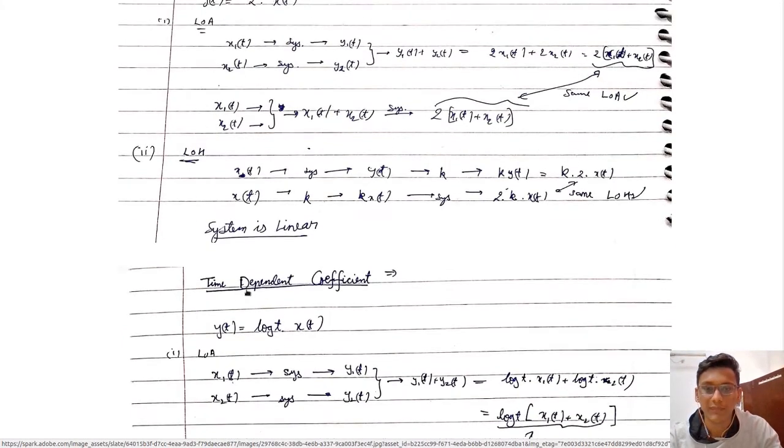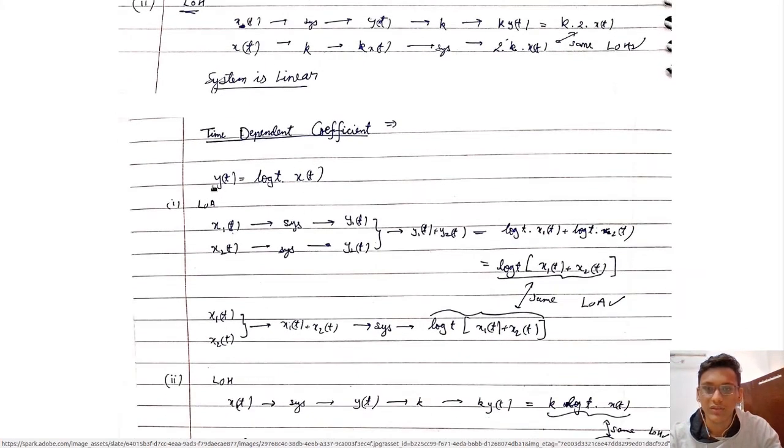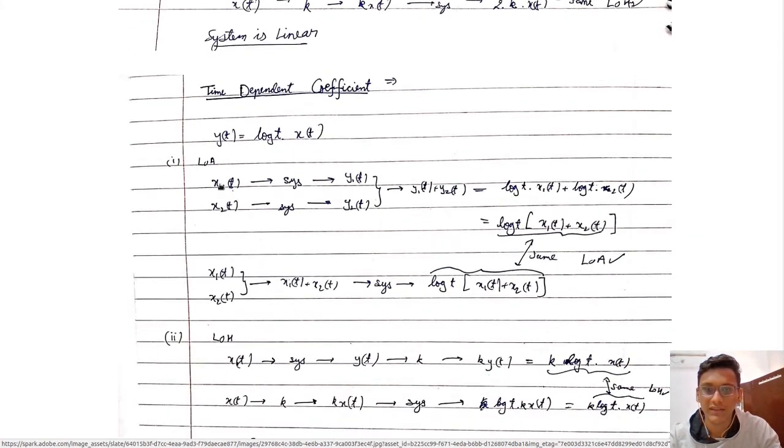Now let's take an example of a time dependent coefficient. y(t) equals log t x(t). So by the law of additivity, x1(t) passed to the system gives y1(t), x2(t) passed to the system gives y2(t), and we get y1(t) plus y2(t). We can see it is equal to log t x1(t) plus log t x2(t). You can also write it as log t of x1(t) plus x2(t).